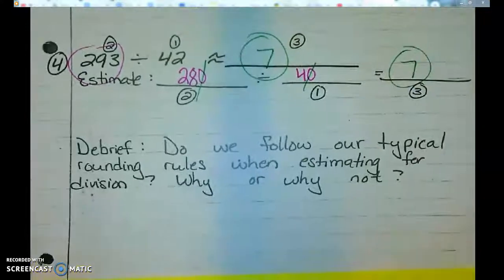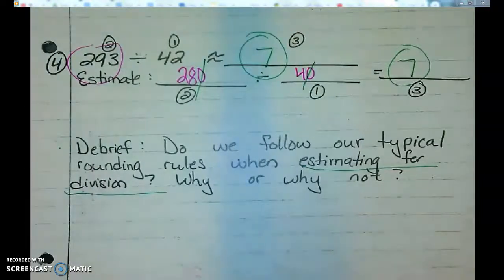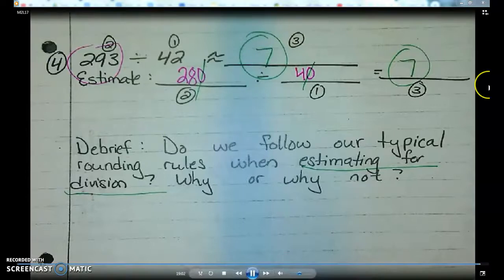I just want you to think to yourself, do we follow our typical rounding rules when estimating for division? Why or why not? That's just your question. Do we follow our typical 5 or more, raise the score, 4 or less, let it rest? Why or why not? That's our question for today. I already answered that question for you during this lesson, but I want you to think about that and sit on it as you're going through your work.